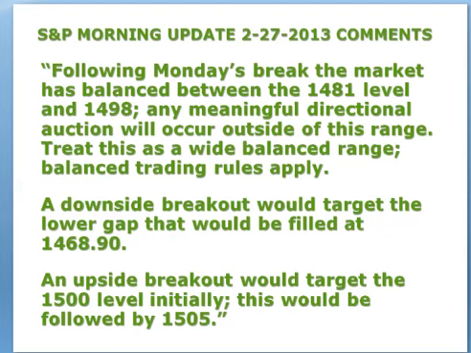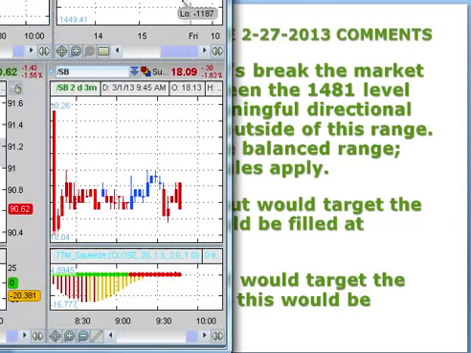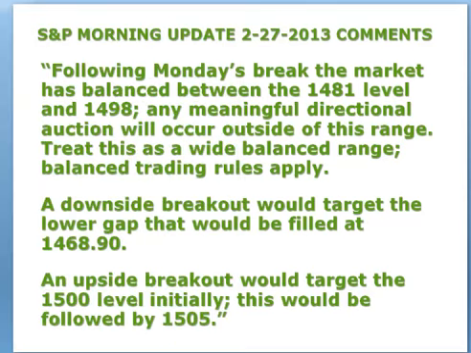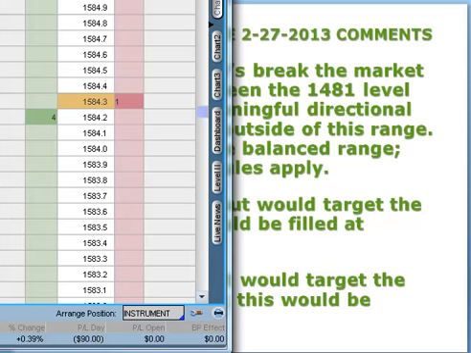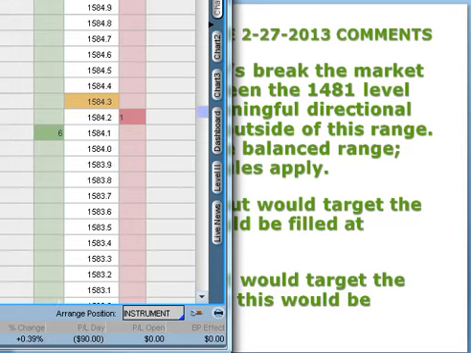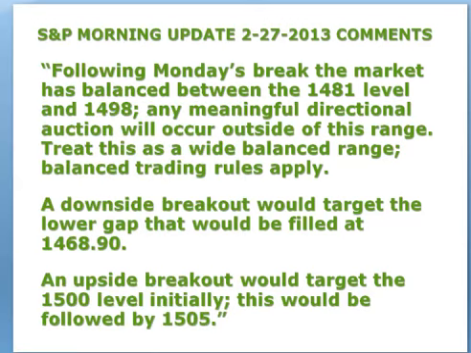This is what I wrote on the morning of the 27th. Following Monday's break, the market has balanced between the levels I gave before, 1481 and 1498. I used 1497, but this is to put it in a package. Any meaningful directional auction will occur outside of this range. Treat this as a wide balanced range. Balanced trading rules apply. So let me cover the balanced trading rules.